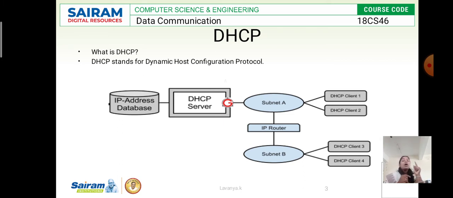Based on that class B address, the router helps in sending the data to the DHCP server. Once the server finds the data from the client side, it stores it in the IP address database, because the IP address database stores all the client data as well as the server data of that particular dynamic host configuration protocol. So these are very easy transactions.